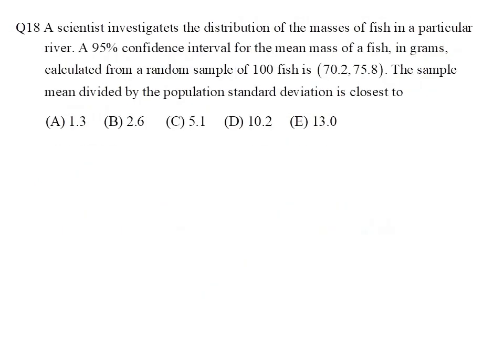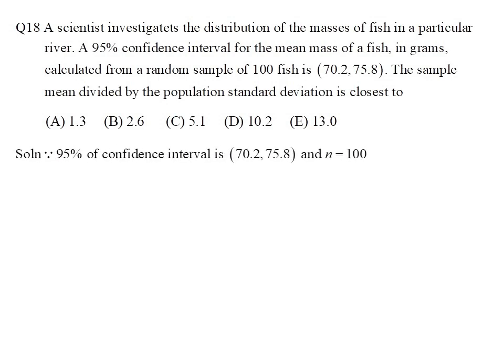In question 18, it states that a scientist investigates the distribution of the masses of fish in a particular river. A 95% confidence interval for the mean mass of a fish in grams calculated from a random sample of 100 fish is from 70.2 to 75.8. The question is to find the sample mean divided by the population standard deviation.